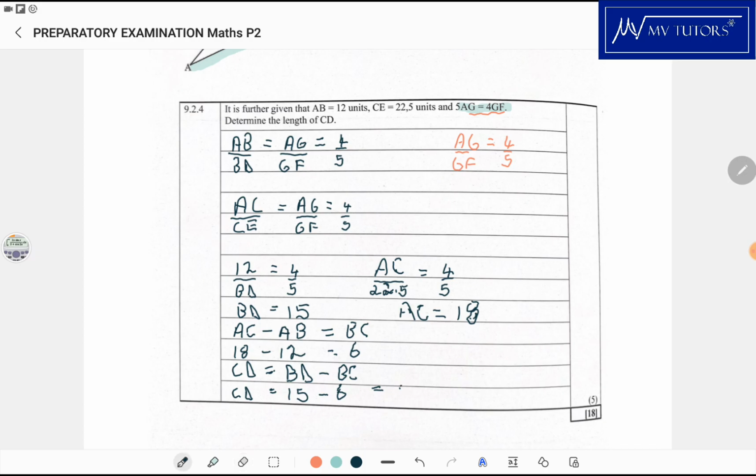So the final answer is 9 units. You must always write it. Always write that word units at the end. Units. There we go.